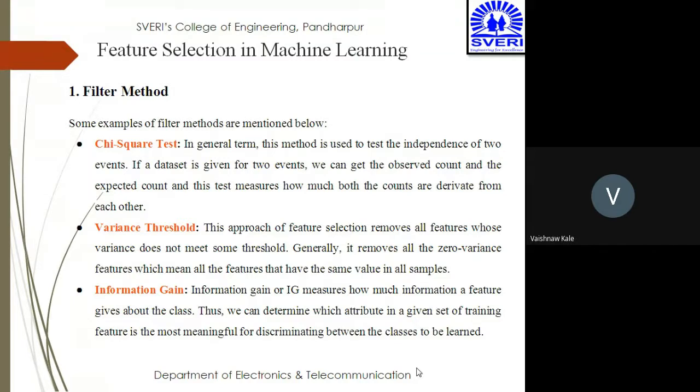So in this way, three kinds of filter methods can be used. These are some of the examples of filter methods. It could be more than this, but I do feel these three are very important. That is the chi-square test, variance threshold, and information gain. So this is about the first method.